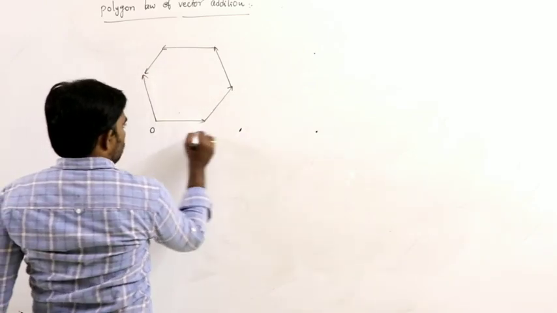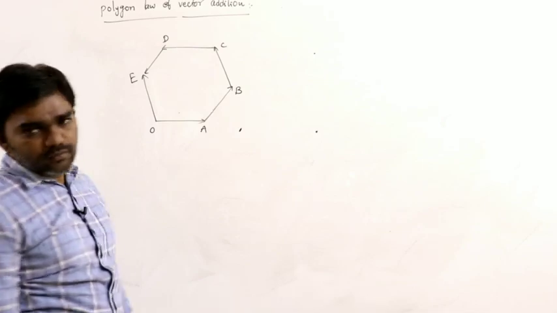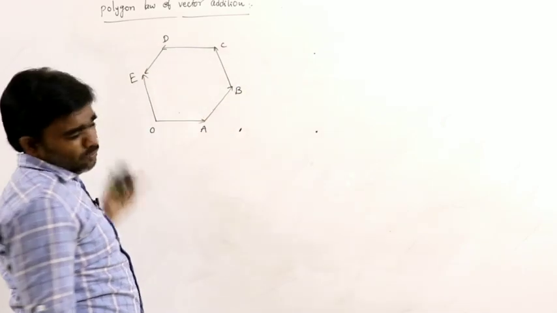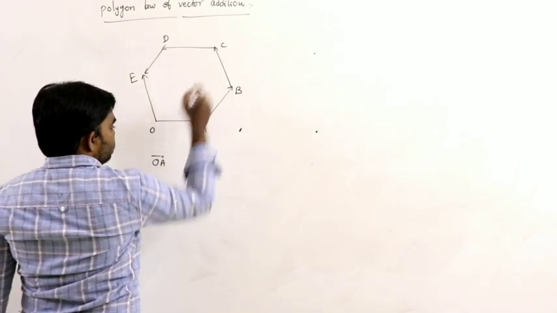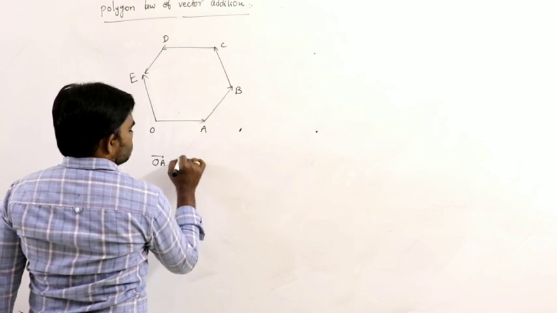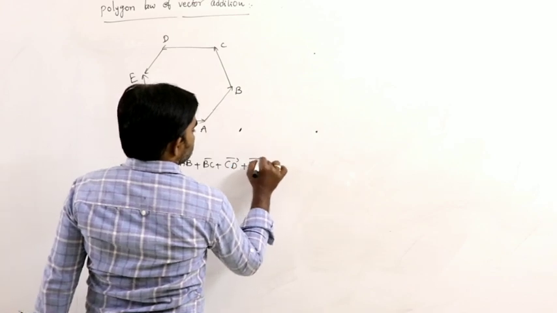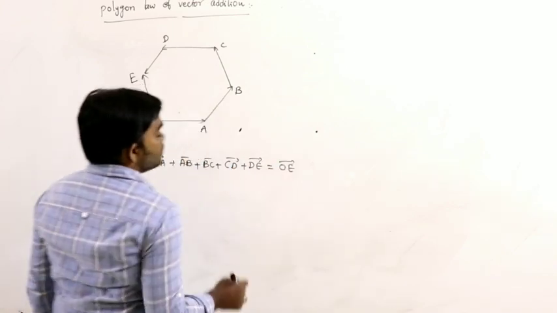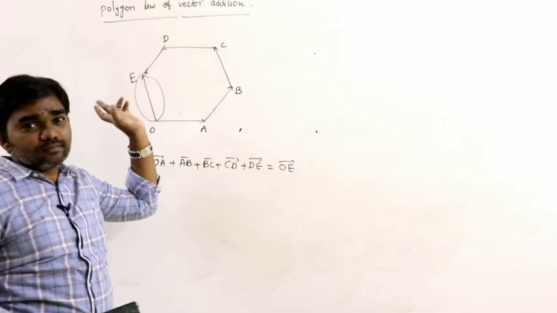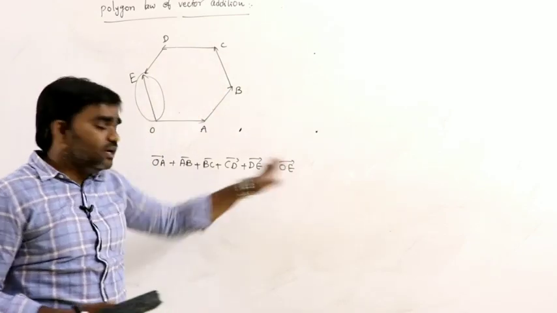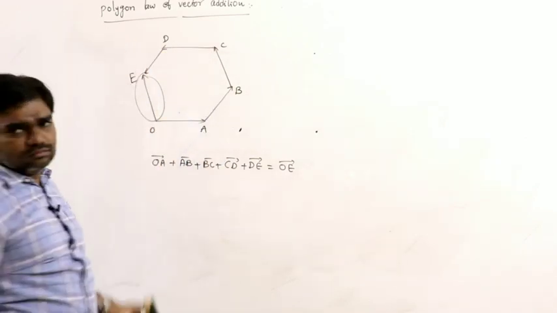Let us say O, A, B, C, D, E, or P, Q, R, S, T, anything we can consider. Here addition: OA bar, second vector, plus AB bar, plus BC bar, plus CD bar, plus DE bar, that is equal to OE bar. So this OE bar represents the resultant of all these vectors.